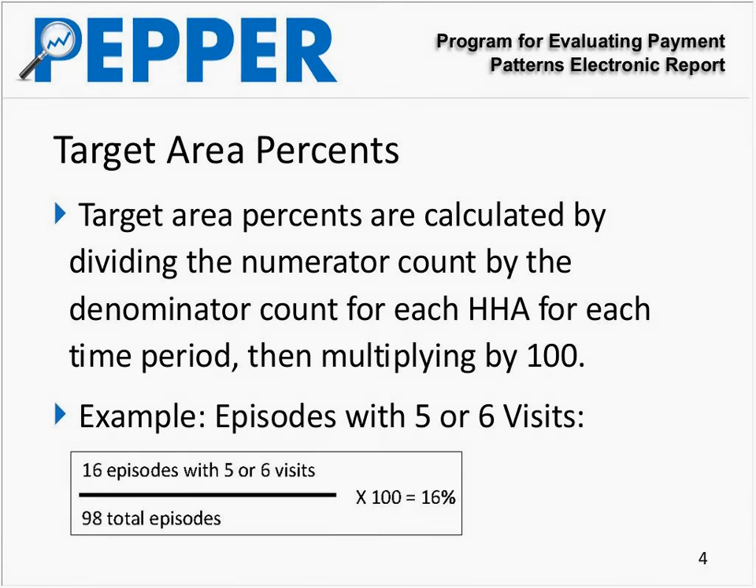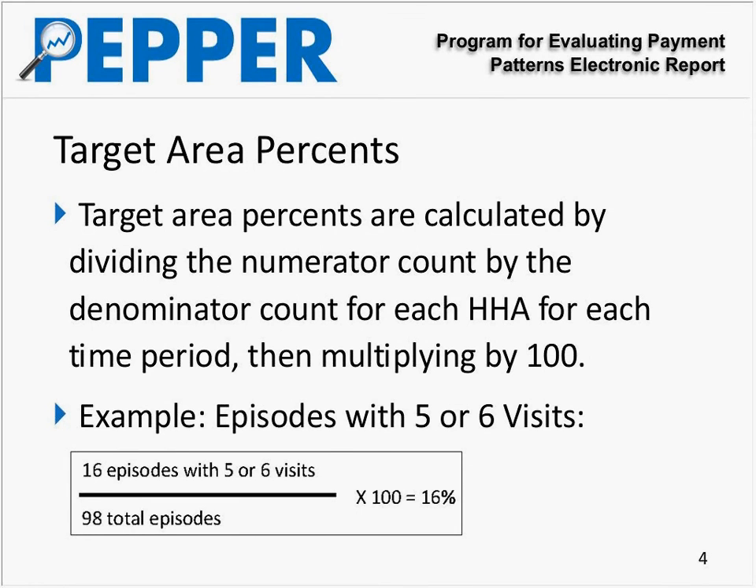When we calculate target area percent, we divide the numerator count by the denominator count, and then we multiply by 100. So let's use as an example the episodes with 5 or 6 visits target area. The numerator is the number of episodes where the beneficiary receives 5 or 6 visits. In this example, we have 16 numerator episodes. The denominator is the count of all episodes, which is 98 in this example. Here we are comparing the number of episodes with 5 or 6 visits to a larger comparison group, which includes all episodes.